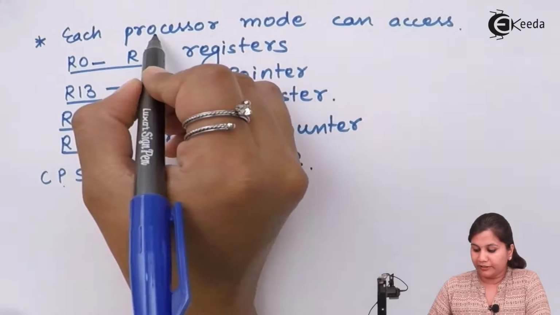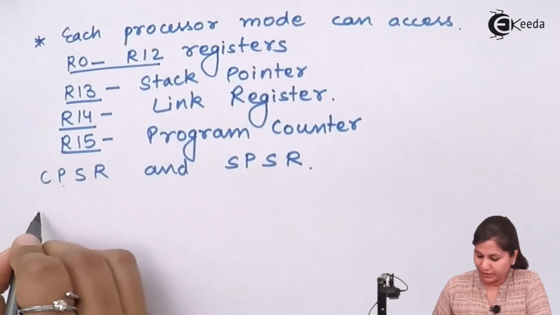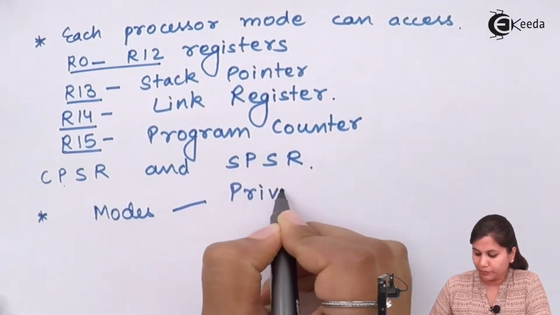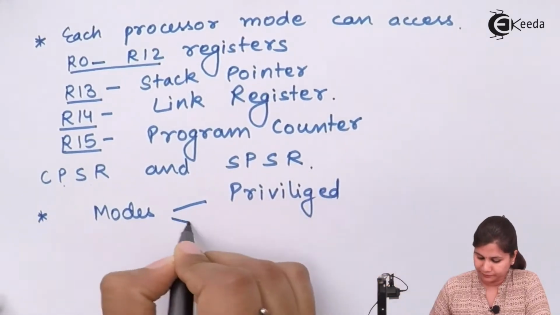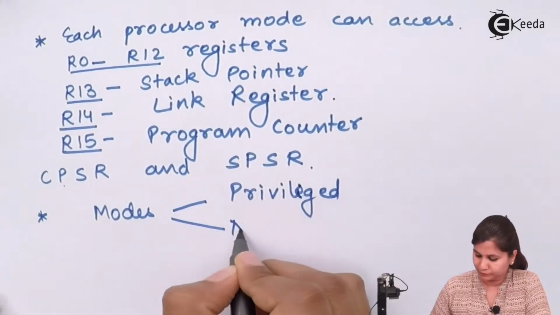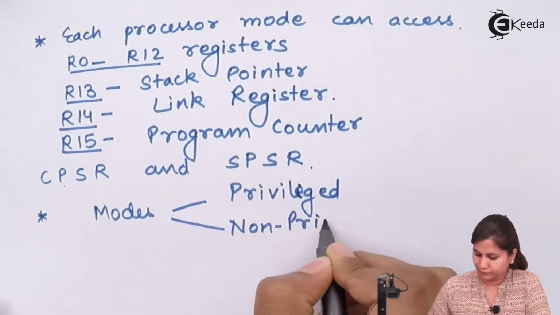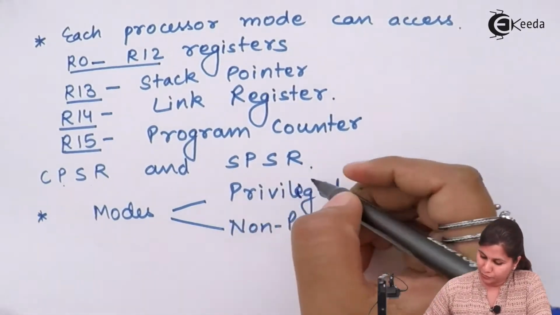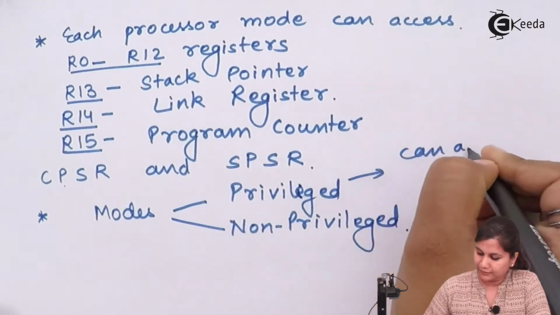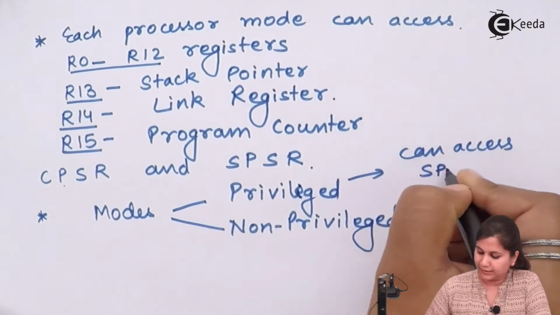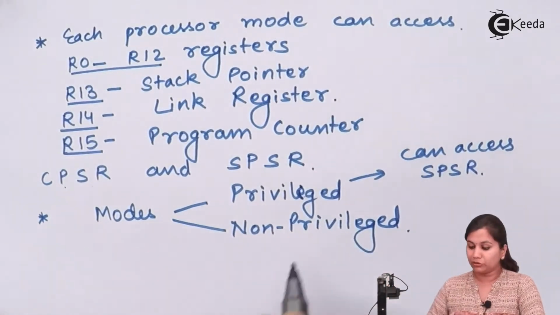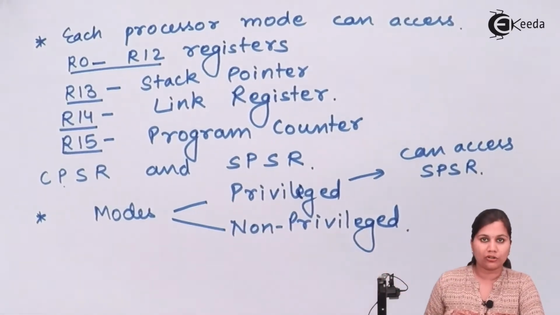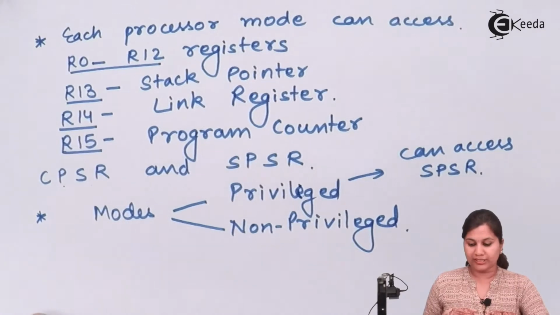Now, if we classify the modes of the processor, these modes are of two types: privileged modes and non-privileged modes. The privileged modes can access the SPSR. But the non-privileged modes cannot access the SPSR, so in those modes, the SPSR is not present. So this is in a generalized way.